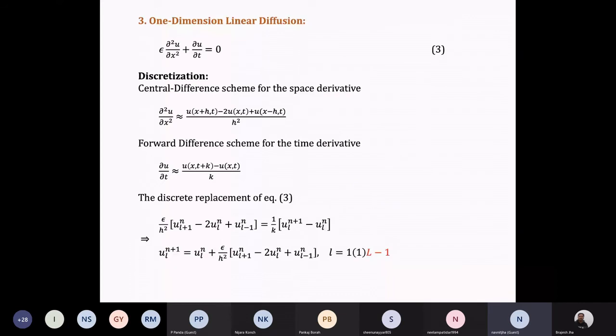Earlier, I have discussed convection. Now I am going to discuss diffusion. Diffusion stands for del 2u by del x square. Here the second derivative is basically discretized by the second central difference and time by the forward difference. Just in this equation, replace it by this. When you solve it for u_l^(n+1), you get this equation. l is going from 1 to L minus 1.